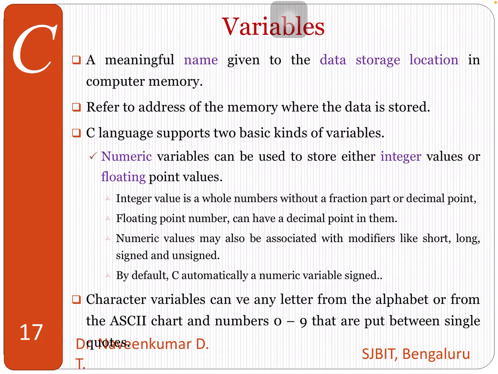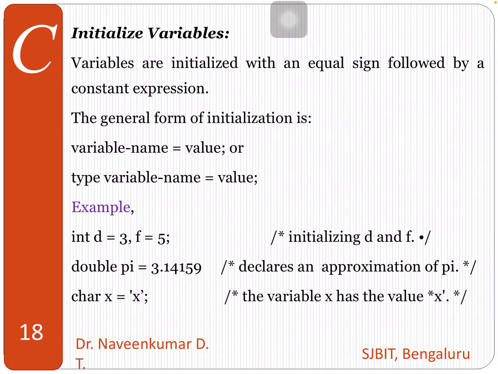Apart from numerical variables, we also have character variables, which may be any letter from the alphabet or from the ASCII chart. We can also use numbers 0 to 9 as character variables. If you want to use numbers as character variables, you need to enclose them within single quotes.